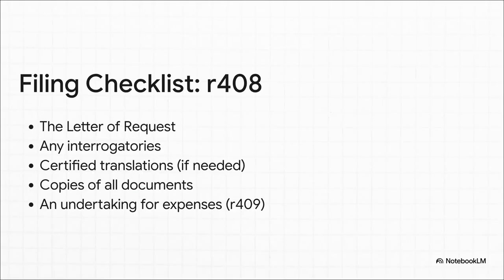To get a letter of request going under Rule 408, you have to file a very specific bundle of documents. You'll need the letter of request on the right form, any written questions you have, certified translations if you need them, and copies of the whole lot. And please, don't forget the undertaking required by Rule 409. This is a personal promise from your client, or from you as their solicitor, to pay for all the expenses that the foreign court racks up.